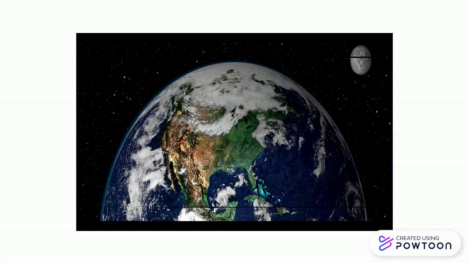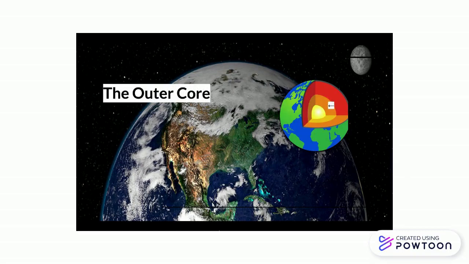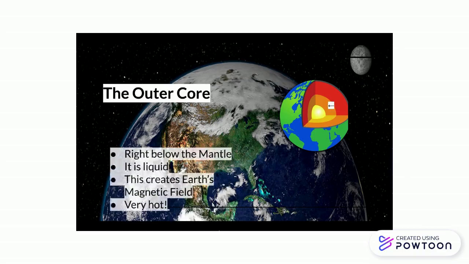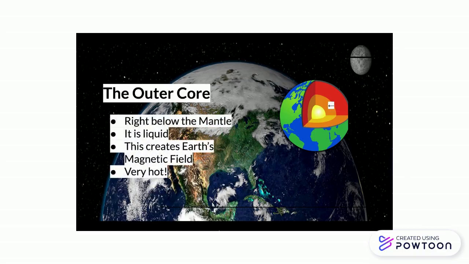So next we're going to split those 2 cores in half. We're going to start by talking about the outer core where the arrow is pointing right now, that kind of yellowy orange color. It's right below the mantle. It is fully liquid, and it's what creates our magnetic field, which is extremely important to the way we live life. It's also very hot. Not nearly as hot as what our inner core is going to be, though.